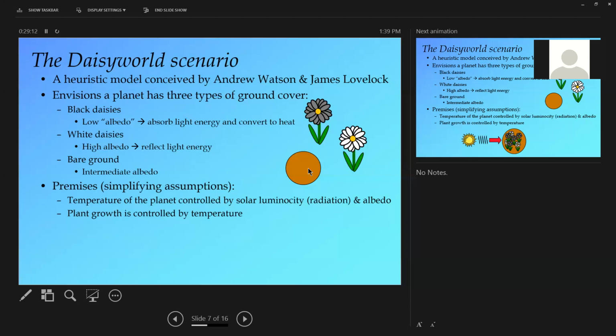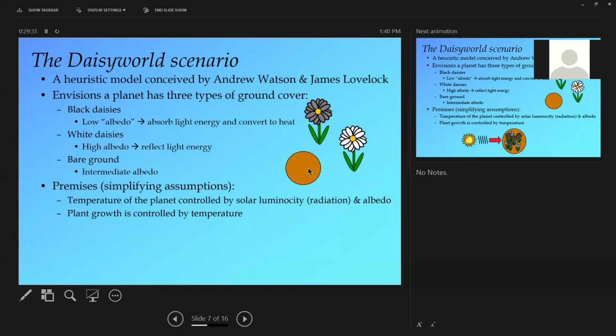So, I'm just saying all these principles in the Daisy World model, they play out in our own system. This is just a simpler version of it. But one simplifying assumption is that the temperature of the planet is controlled by how much solar luminosity is coming in, and by the albedo, how much of that solar luminosity that comes in is absorbed versus what's reflected.